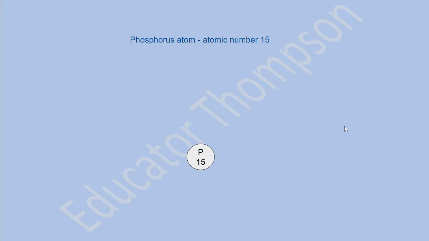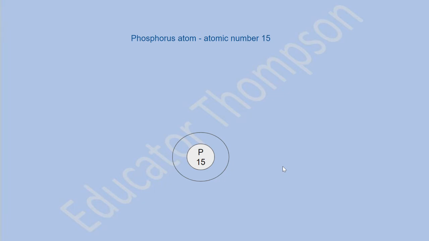configuration of phosphorus. First, we will write the symbol of phosphorus and its atomic number and enclose it using a circle within the nucleus. So this first circle represents the nucleus of the phosphorus atom. Next, we will draw the first shell.